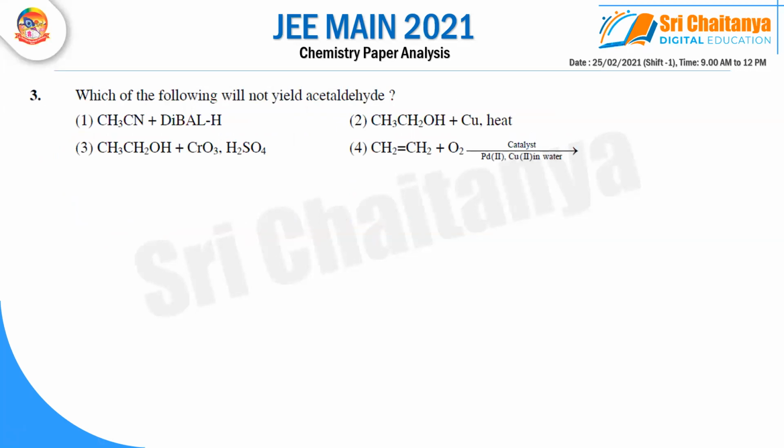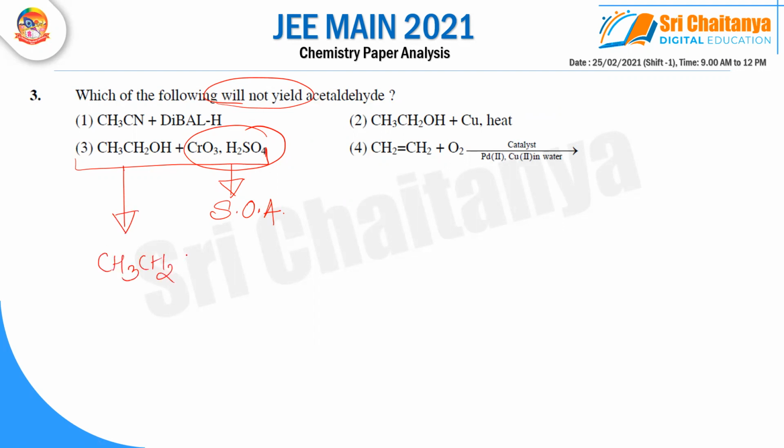Next in line is a question. The keyword here is "will not yield". Whenever you get such a keyword, please do underline it. They are asking which is not going to give you acetaldehyde. When you look at option number 3, we have this particular reagent which is a strong oxidizing agent, so it is going to convert an alcohol into the corresponding acid. So in this particular case, you will not get an aldehyde. So this makes my answer.